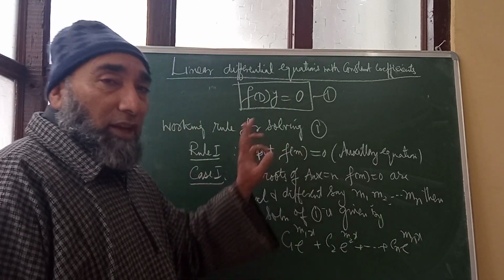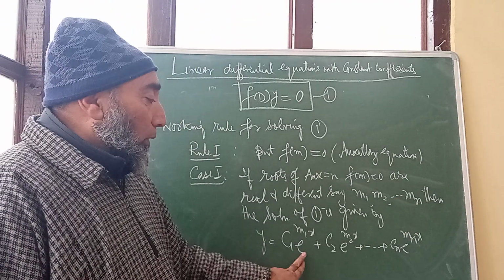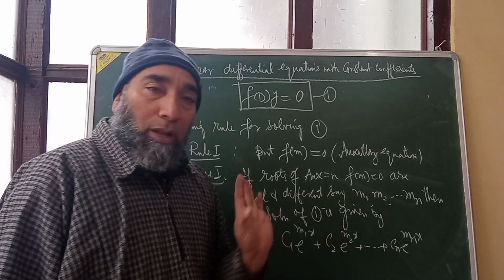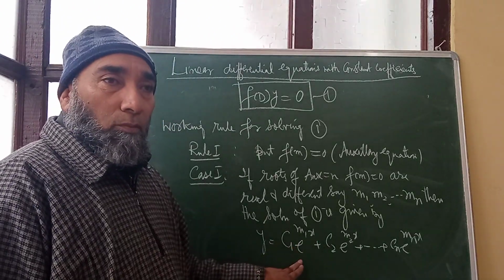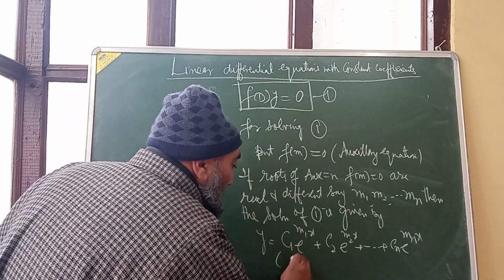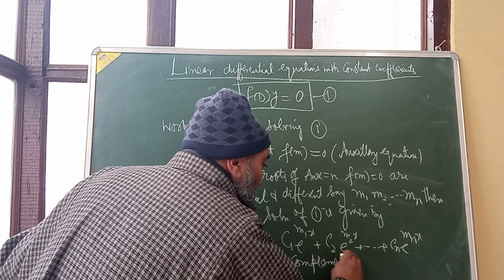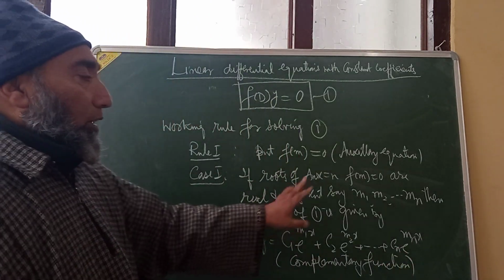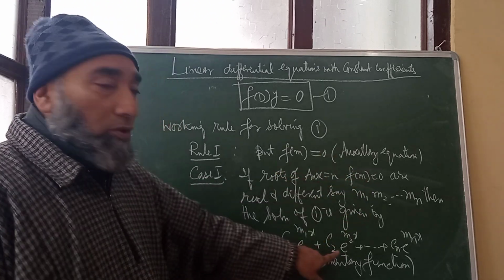If this equation has real and different roots m1, m2, mn, then the solution is given by c1 e to the power m1x, first root, c2 e raised power m2x, cn e raised power mnx. Okay, I will explain this also, why I am writing the solution in this form, why this is the solution. But this solution is known as complementary function. This is case 1. When roots are real and different, then the solution is given by this.